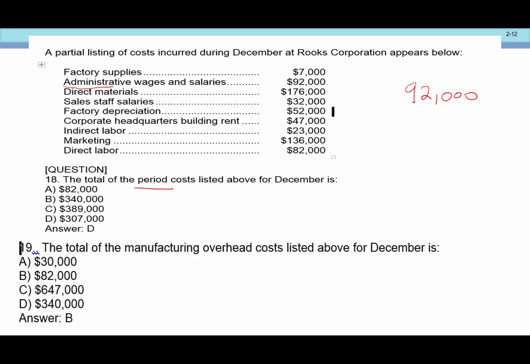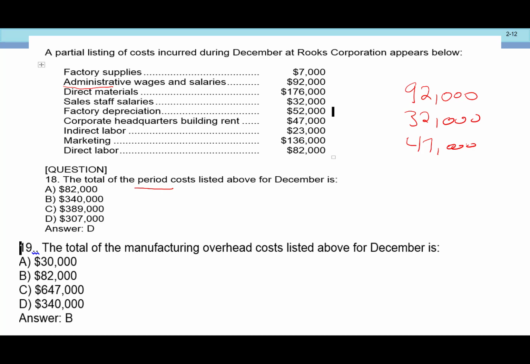How about direct materials? No. Sales staff salaries? That's a selling expense. So what's that, 32,000? How about factory depreciation? Factory depreciation is one of the others for our overhead, isn't it? Right? All right, good. How about corporate headquarters building rent? Yeah, we're going to pick that up. That's those corporate headquarters people. Who knows what they're doing in there all day, but we're going to expense everything they do, because it's probably not helping us.